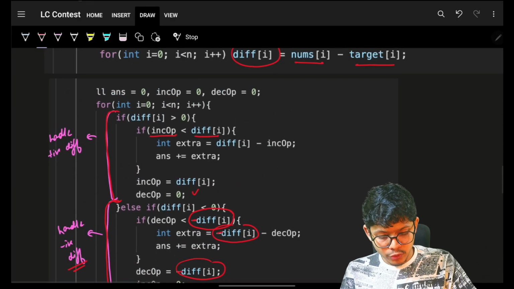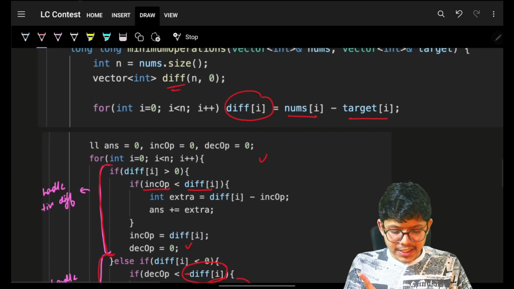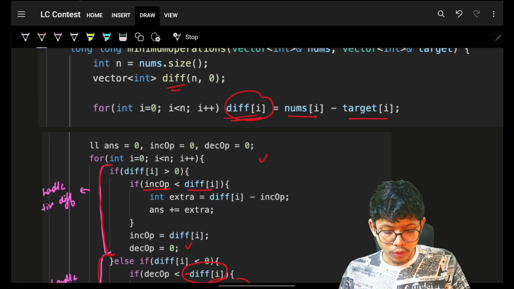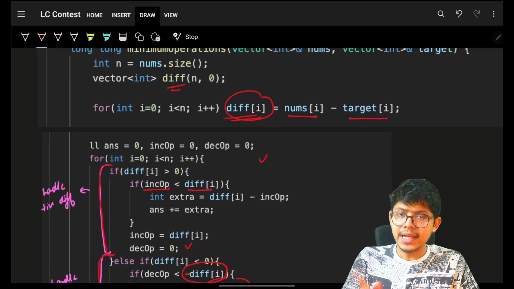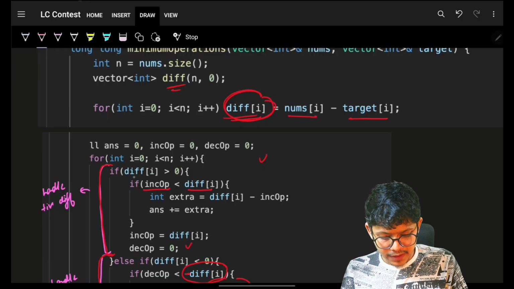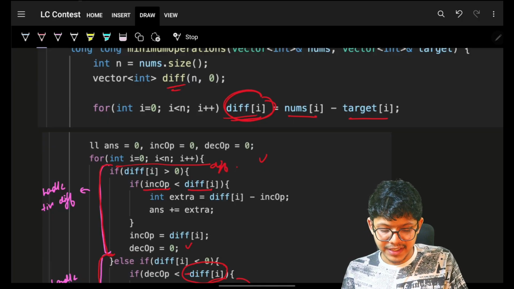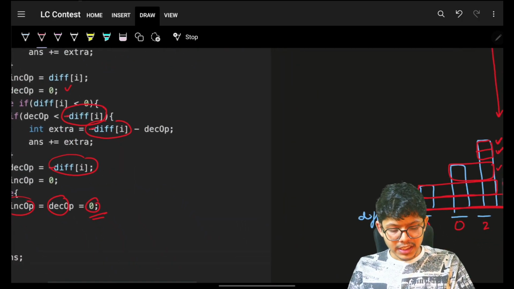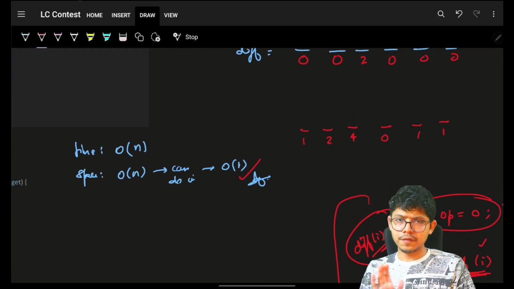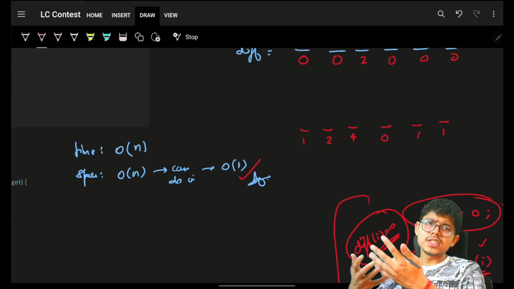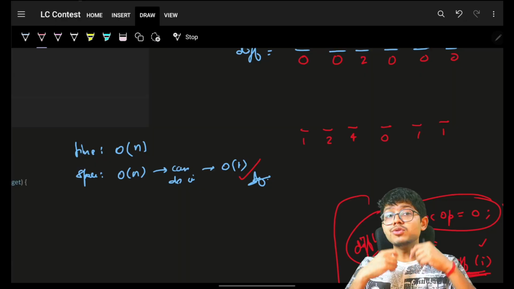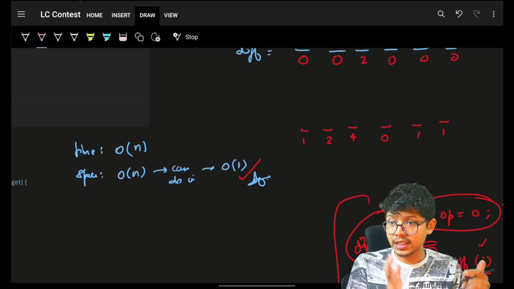As you can see, the time used will be simply O of n. The space used, in my case, would be O of n itself because I have made a new diff array, but you can handle this diff in place. You can make a new diff variable which will be nums of I minus target of I. So your space will actually become O of 1, but in this case, just to understand much better, I have taken a new diff array itself because I have made an example. I hope you guys got it.